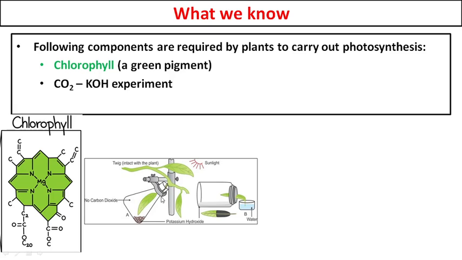Okay, so now you have a leaf in a flask. Along with the leaf, you add potassium hydroxide, that is KOH crystals. Potassium hydroxide loves to absorb carbon dioxide. Okay, it will absorb all the carbon dioxide.